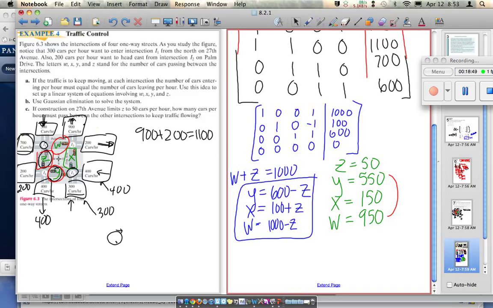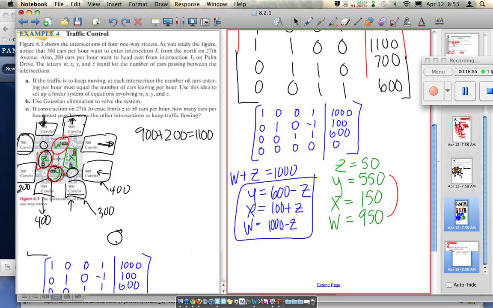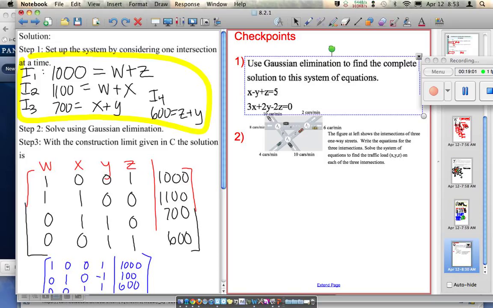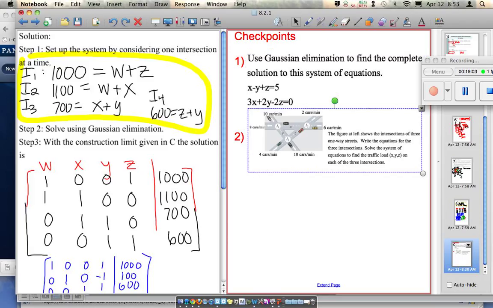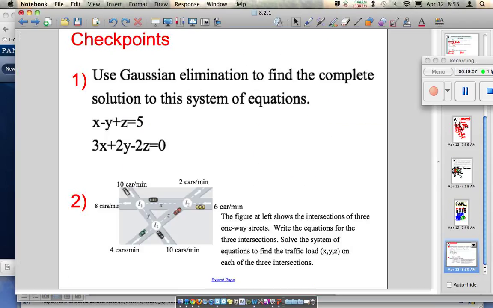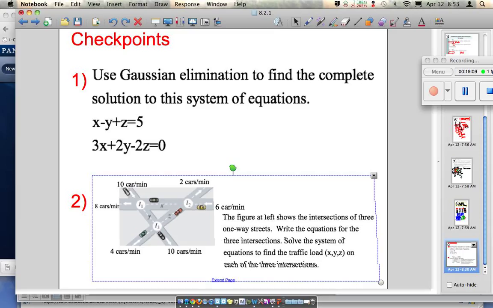So let's take a look at your checkpoints. Give these your best shot. Definitely use your calculator to help you solve them. These questions should be similar to what you saw in this example, as well as what you've been seeing in class. So let me make this bigger for you. Here are your checkpoints. Bring your solutions into class.